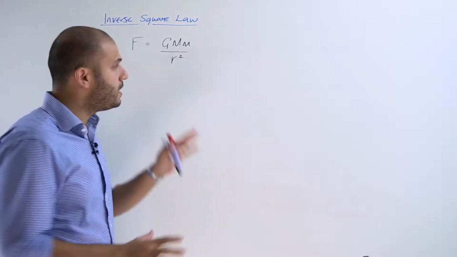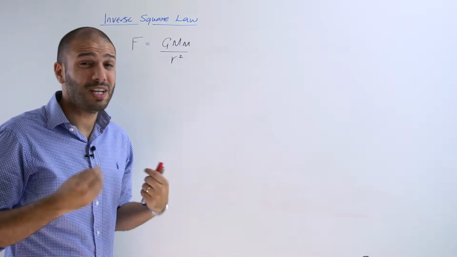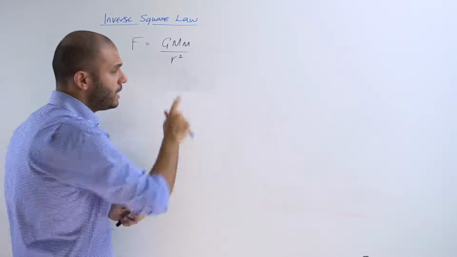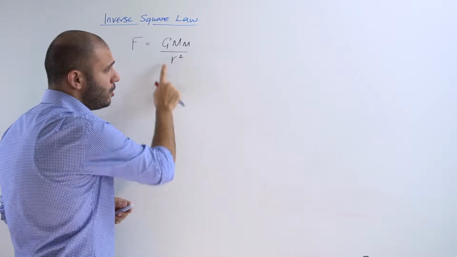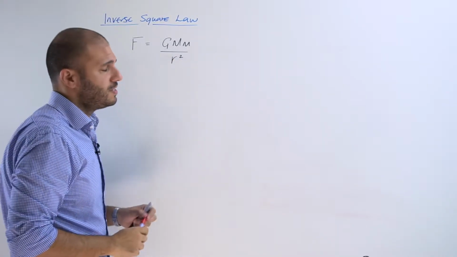What do we mean by the universal law of gravitation being an inverse square law? And what is the meaning of that squared on that distance between the centers?